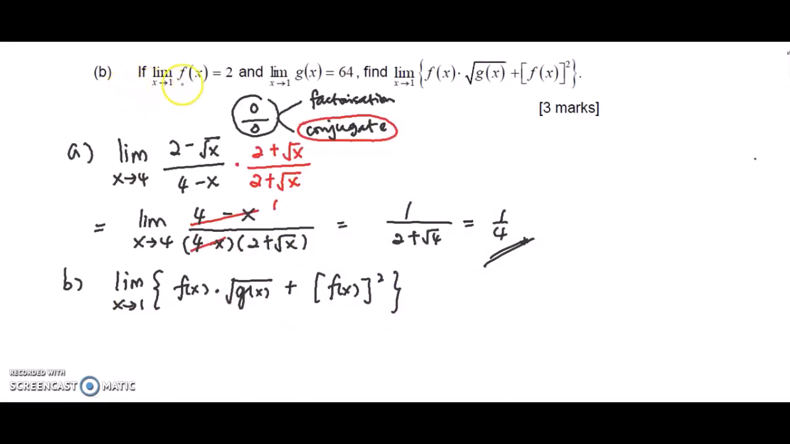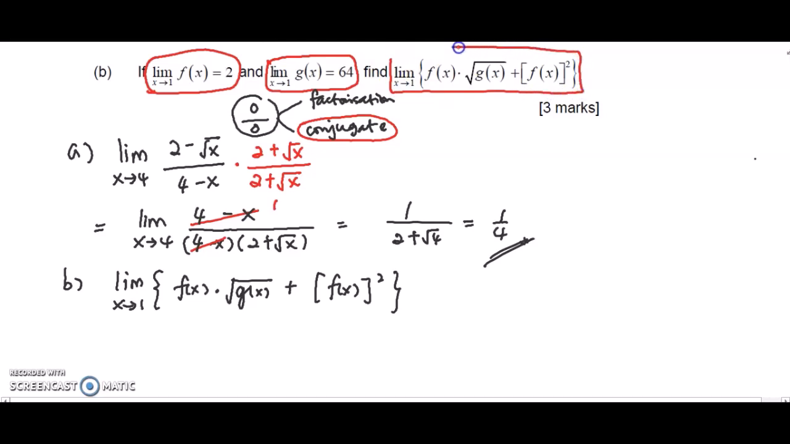For question B, given that we have the limit as x approaches 1 of f(x) is equal to 2, and the limit of g(x) as x approaches 1 is 64. Now we need to get this limit. The question asks for this limit, so I just copy down the question. For this question, we need to use the properties of limits to answer it.